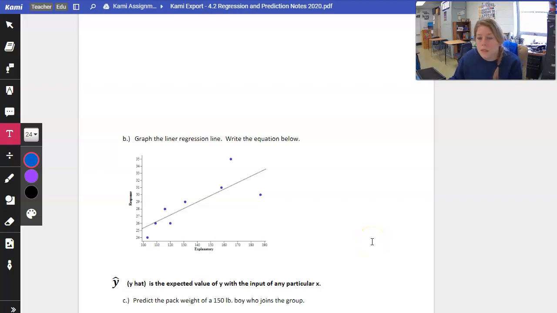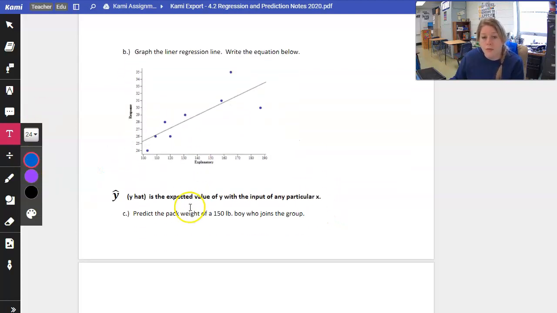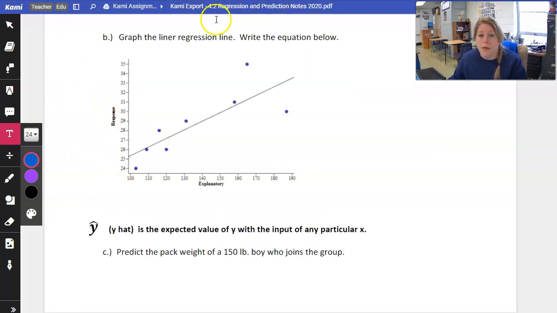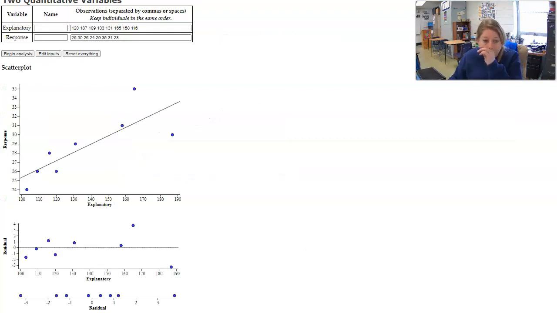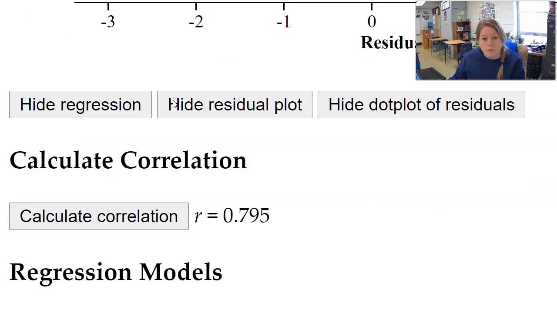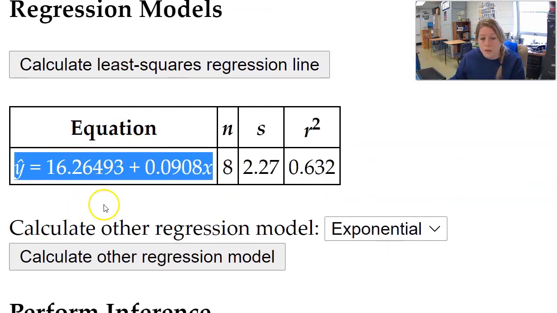Good morning, statistics. I forgot on Friday's notes to have you write the equation of the line. So you've got your notes here that you have the regression line on the scatter plot, but we didn't copy the equation. The regression equation was down here in this box. Y hat equals 16 plus 0.09x.